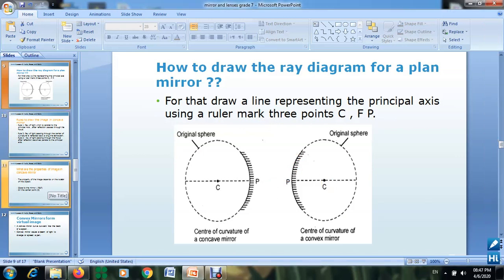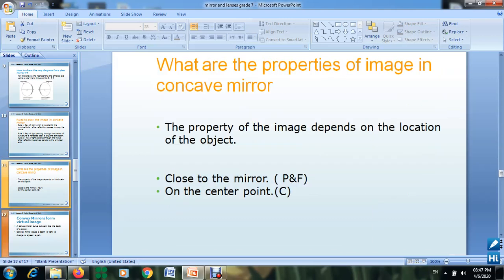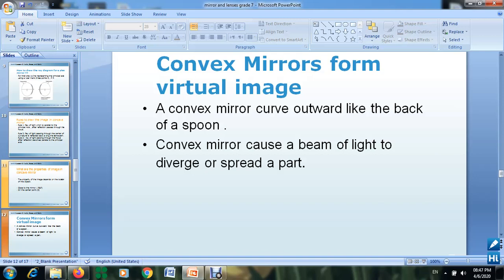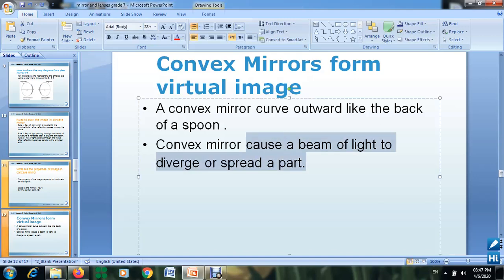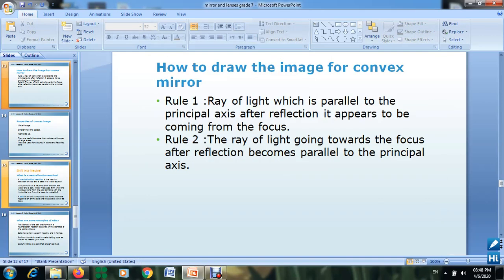Okay, we're going to start by talking about the convex mirror, which curves outward, like the back of a spoon. Convex mirrors cause a beam of light to diverge, or spread apart. It's not like concave. If you remember, we said concave mirrors converge a beam of light, they make it come together. But this one makes the rays spread apart. To understand how they spread apart, we will study the rules of light rays for the convex mirror. We are going to study only two rules.